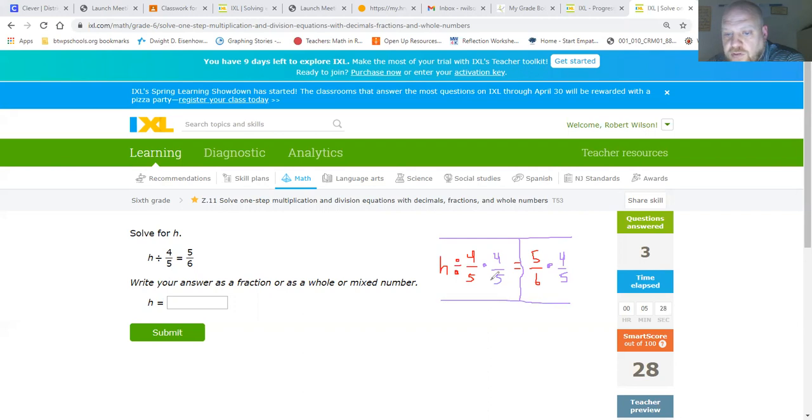Now, over on the left-hand side, the whole point of this is just so I can cancel these out, leaving me with h by itself. And then over here, I have to do the actual multiplication. Now, there's two ways of doing this.